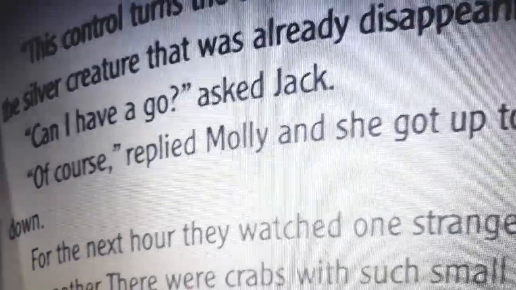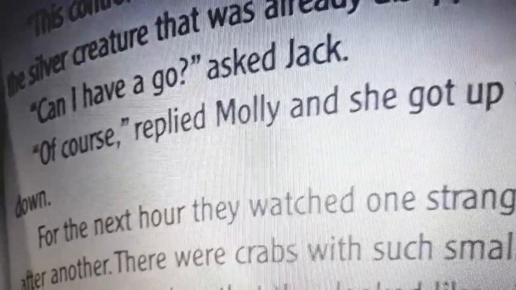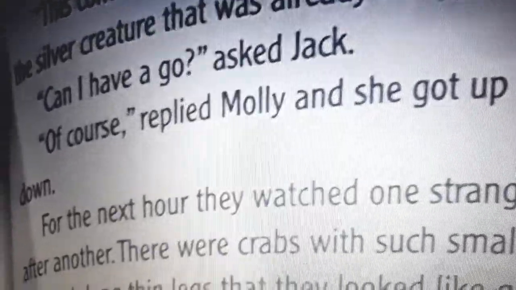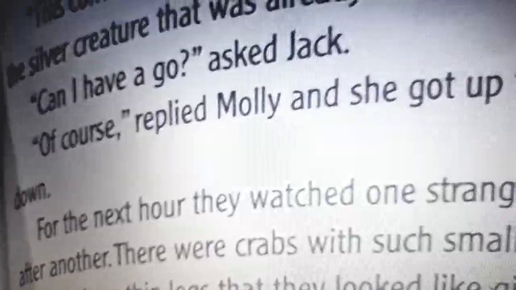Let's see, what did Molly reply to Jack when he asked her to give him a go or a round? She replied to him, of course, meaning sure. Look at this nice expression: when someone asks you for something, you say of course, with pleasure, go ahead.